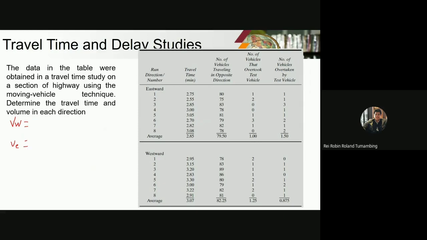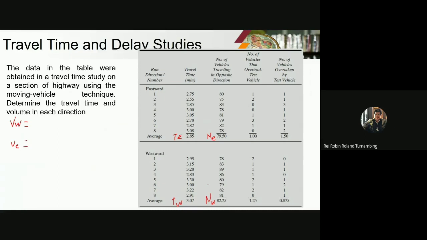The data at the top is eastward. Meaning, the test was taken zero times westward. The 2.85 is our TE. This travel time is TW. The 79.5 is the number of vehicles traveling in the opposite direction, that is NE. Then the 82.5, of course, is NW.